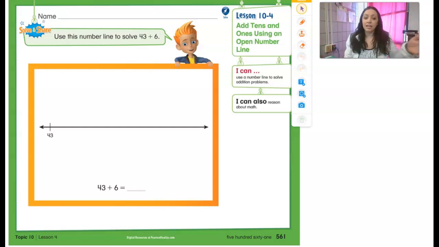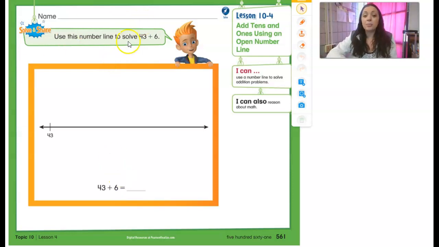That way you don't have to make, for example, this is starting at 43. I didn't have to make all the numbers up to 43. I can start at 43, so I don't have to do all that extra work since I already know where I want it to start, okay? So we're going to do our solve and share together, and then we're going to watch a little video, okay?